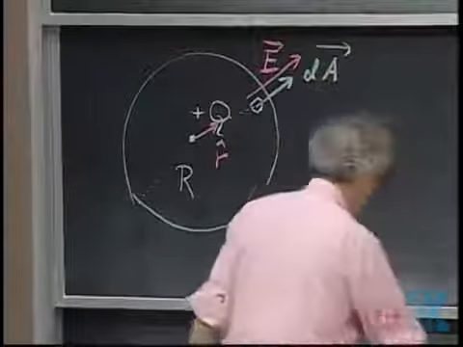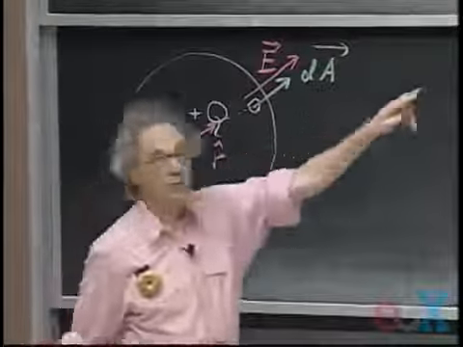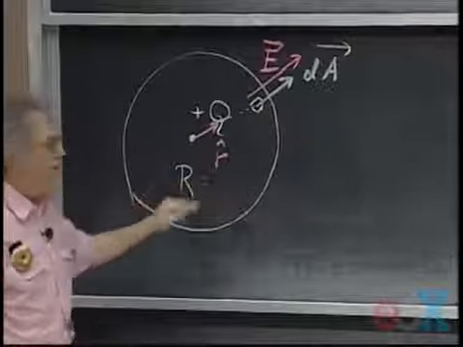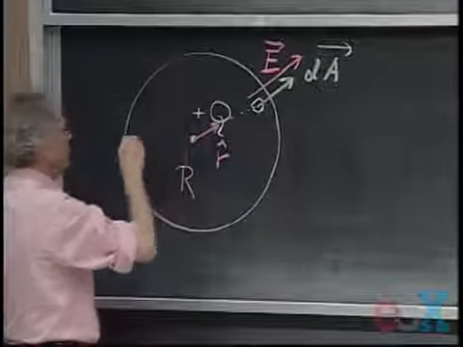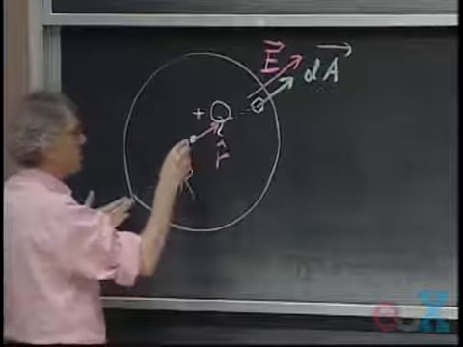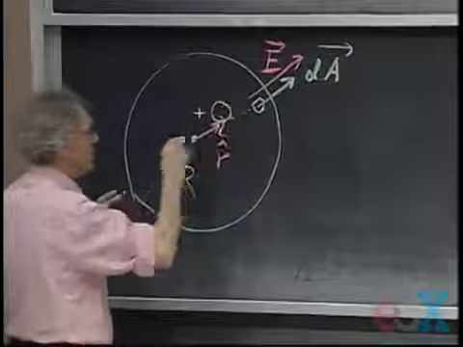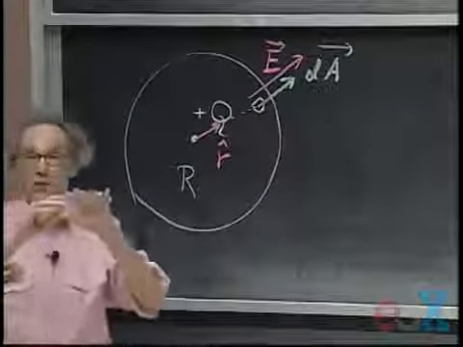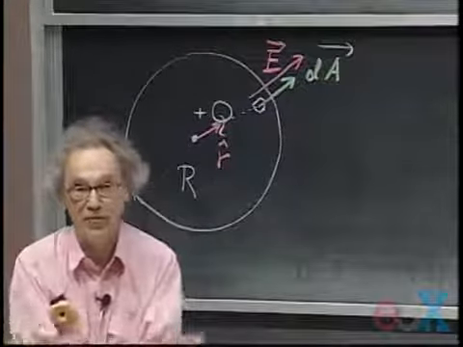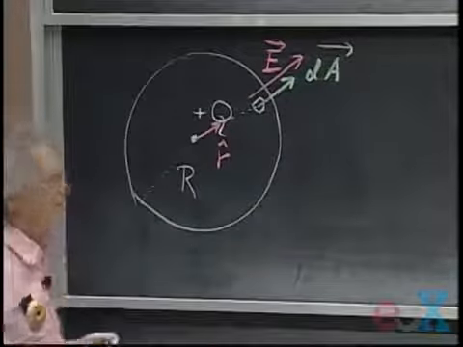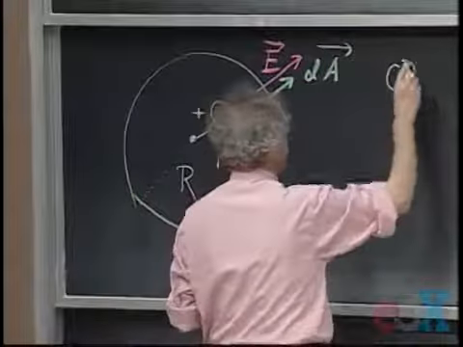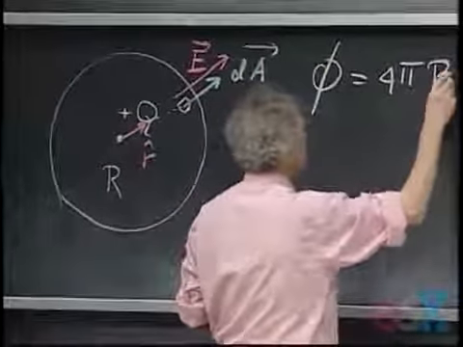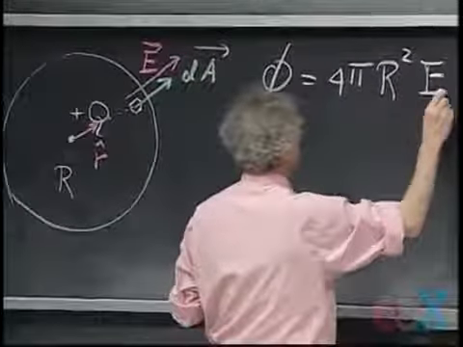So if now I want to know what the total flux is through this sphere, that's very easy. Since this is a sphere, the E vector in magnitude is everywhere the same, because the radius is the same distance to this charge, and dA and E are parallel. So it's simply the surface 4 pi r squared of that sphere times E. And so now I have that the total flux through that closed surface is simply 4 pi r squared times E.